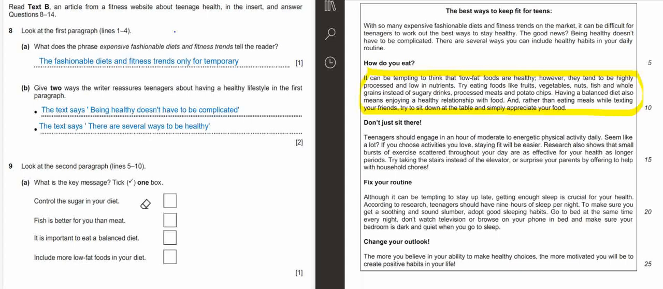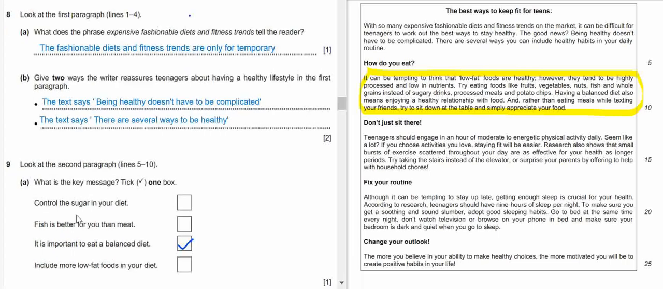So you got your answer. Let's reveal the answer now. Well, the correct answer is it is important to eat a balanced diet. That will be the key message for line 5 till 10.